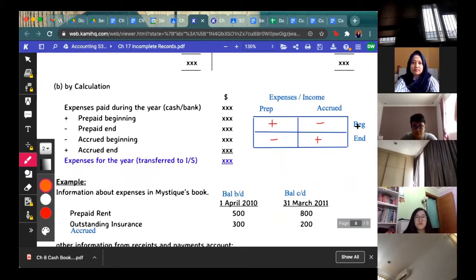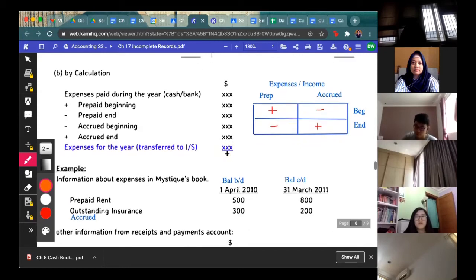Prepaid at the beginning will be added to the amount paid during the year. Prepaid ending must be negative or deducted. Accrued beginning must be deducted, and accrued at the end must be added. So you can watch again my video on the other receivables and payables. If you forgot, this is exactly the same.